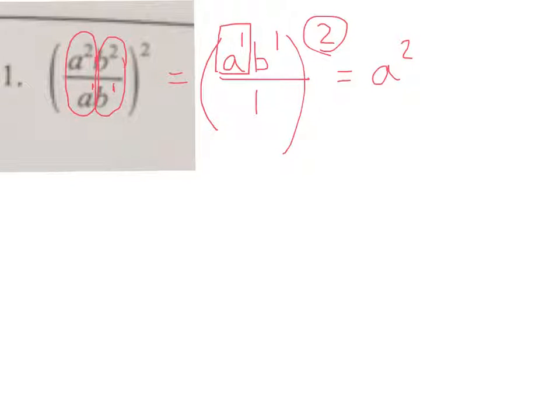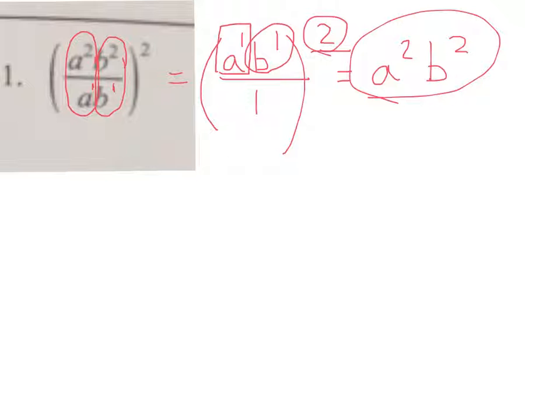You don't add the exponents here. This is a power being raised to another what? So yeah, power to a power, you multiply. 1 times 2 is 2. And then b to the first squared is b to the second. And that's your answer right there.